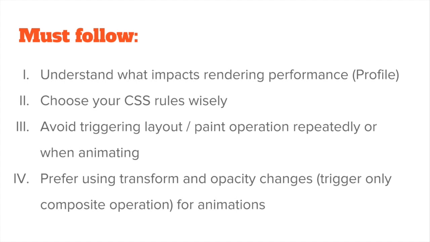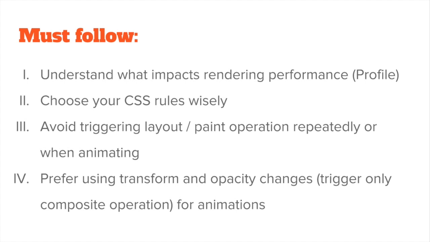Next comes choosing your CSS rules wisely. Once you are able to understand what the issue is, you will be able to see what CSS properties are getting applied when you are making some sort of operation. And you can see what operations are triggered, that is layout, paint, or composite. Depending upon that, you can decide whether some operation is possible in an animation without dropping below 30 FPS or 60 FPS.